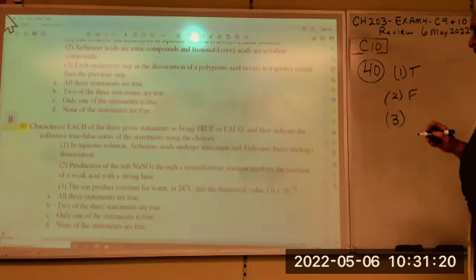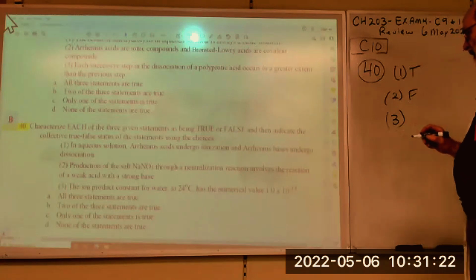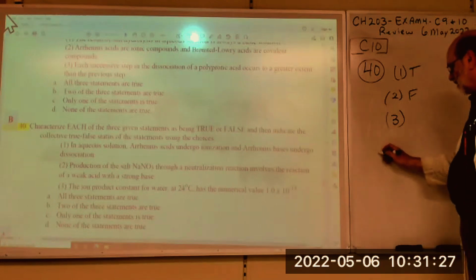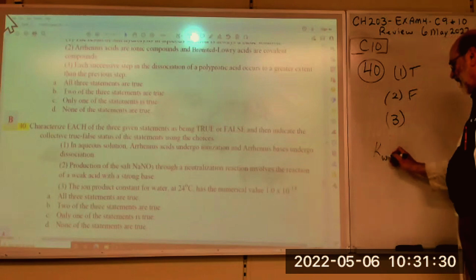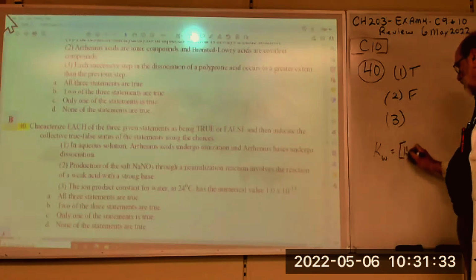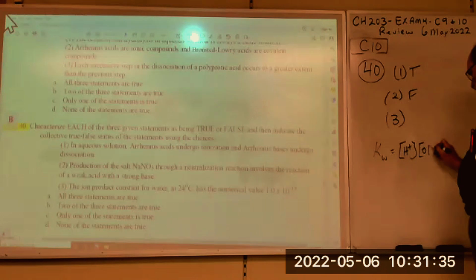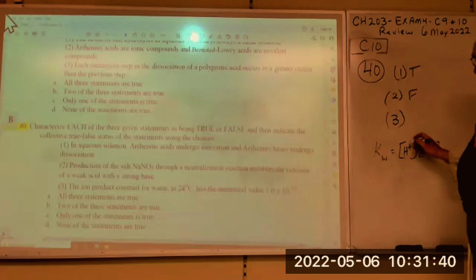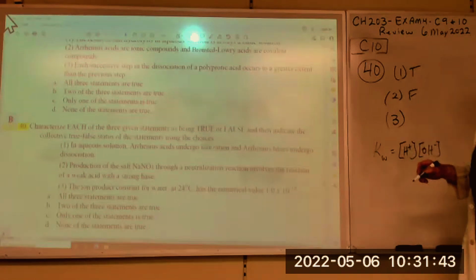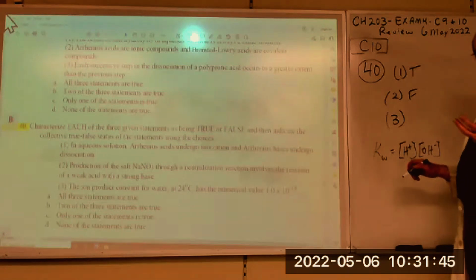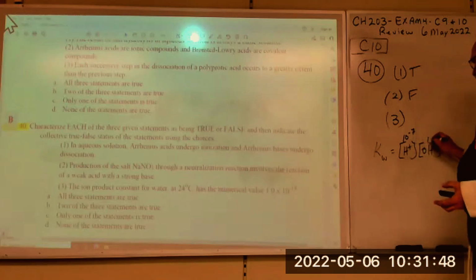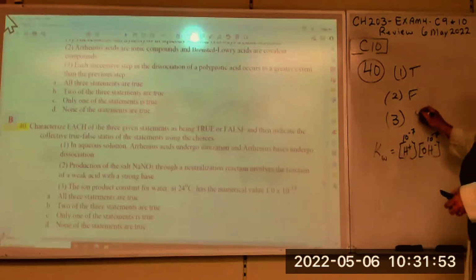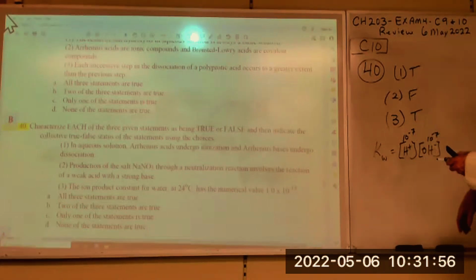The ion product constant for water at 24 degrees has the numerical value 1 × 10⁻¹⁴. Yeah, the ion product. That's the Kw, which is this one times this one. And for pure water, our starting point would be 10⁻⁷ here, 10⁻⁷ there, which makes it 10⁻¹⁴. So that was true. So 2 of them are true.